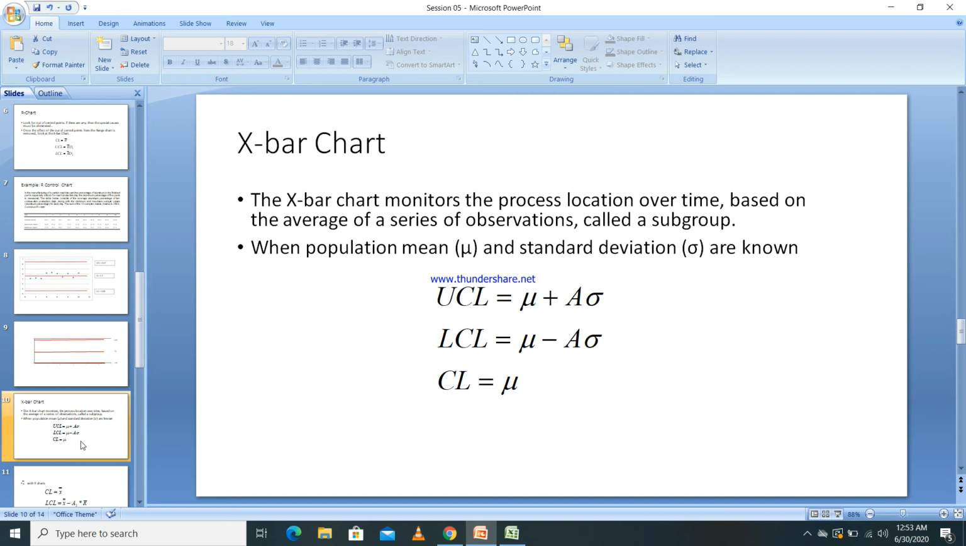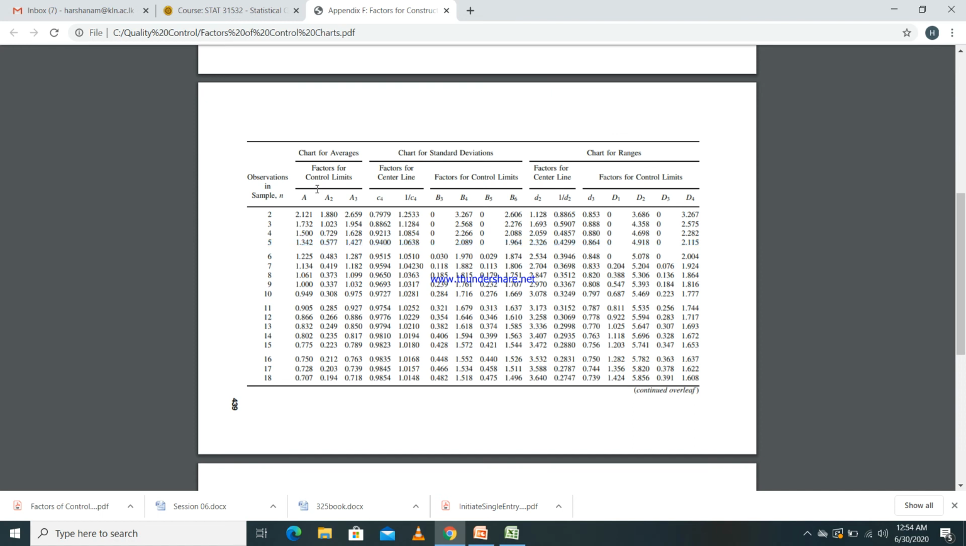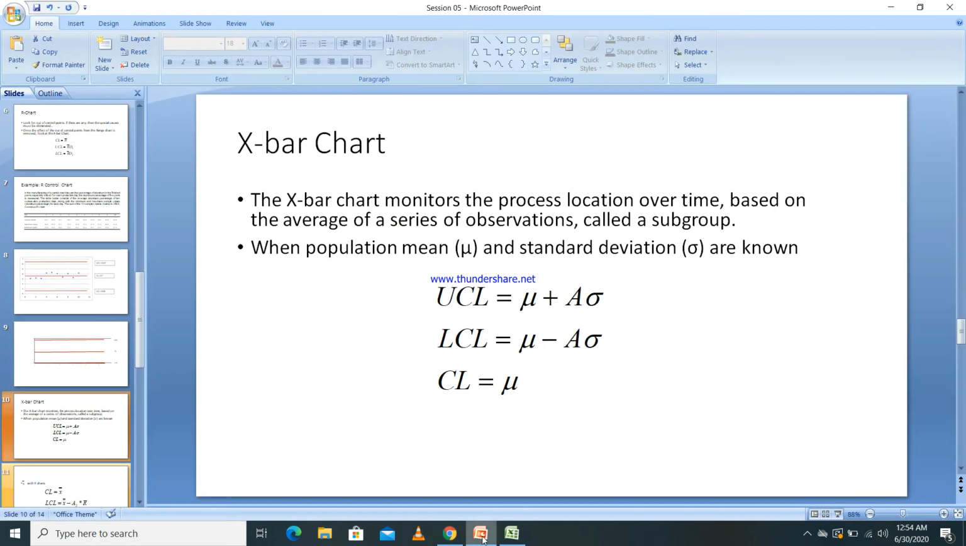So when you construct the X bar chart, we want to have the population mean and the population standard deviation, that is mu and sigma. So you take the central limit as mu, and you take the upper control limit as mu plus A times sigma, and the lower control limit as mu minus A times sigma, right? So the A value can be read using that factor table. I'll show you. See, if you look at the second column, you can find the A value. So using the same process, you can construct the X bar chart.